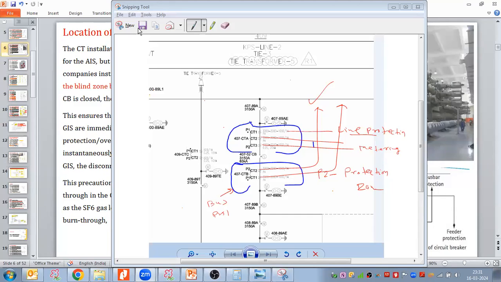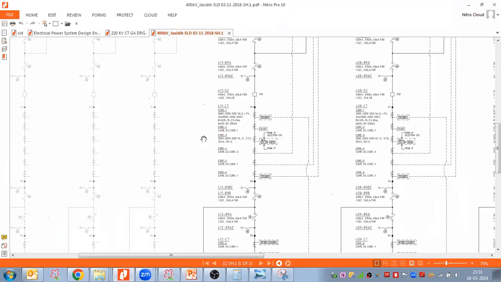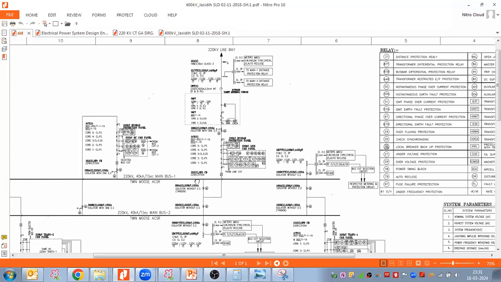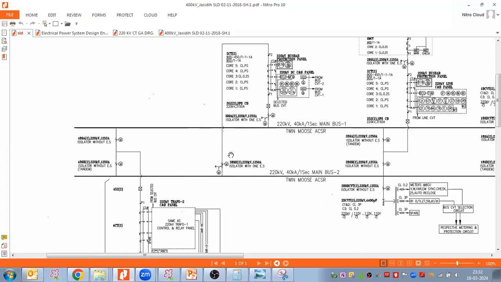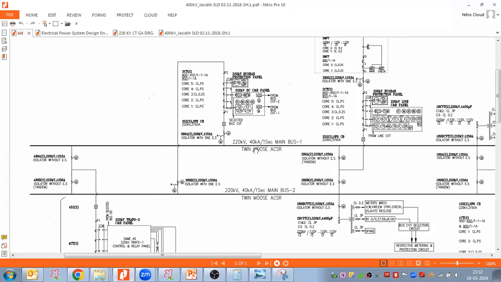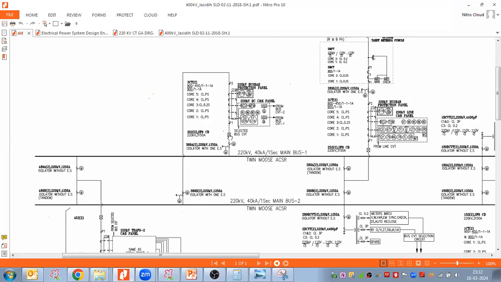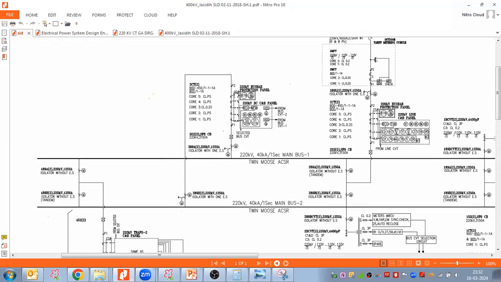I will take all this when I come to the assembly preparations once again. You don't worry about that. You can see here I have main bus 1, main bus 2. I have breaker here, and I place the CT. So CT after the breaker. This is the point.